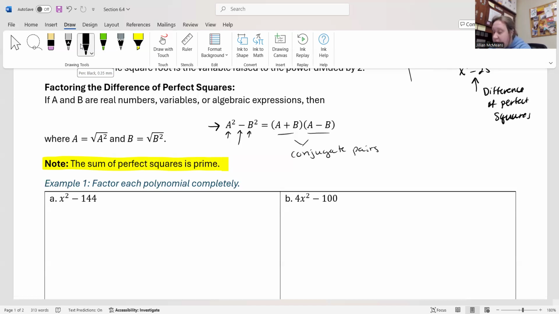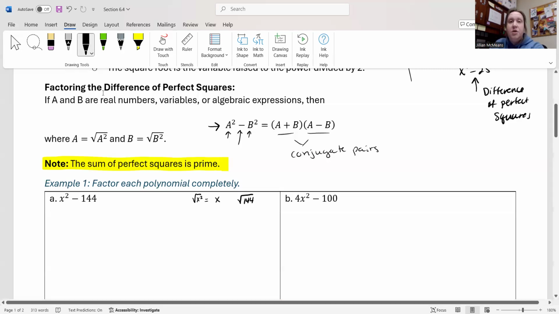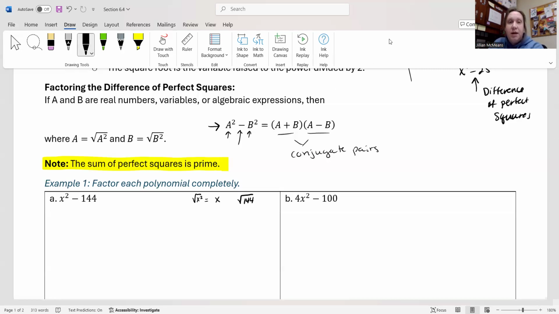All right, so factor each polynomial completely. Let's look at the square root of x squared first. Well, we have an even exponent, so we know that x squared is a perfect square. The square root of that would just be that variable with the exponent divided by 2. Well, 2 divided by 2 is just 1, so we would get x to the first or just x. We also need to look at the square root of 144. Well, it just so happens 144 is a perfect square. Most of us kind of remember 144, but if not, you can always go to your calculator.